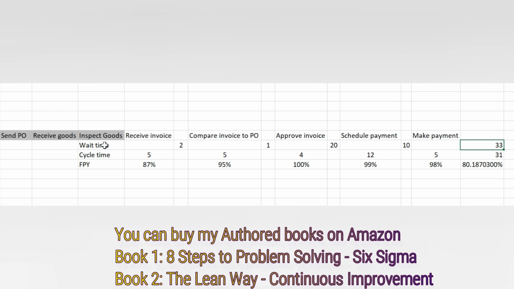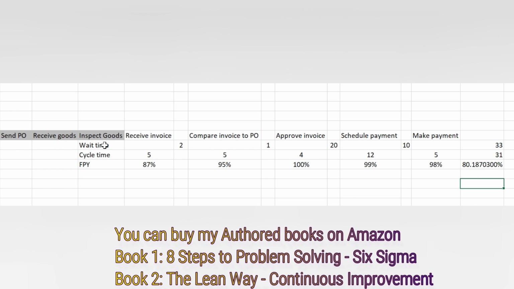Total wait time of this entire process is 33 minutes, the sum of all these wait times, and total cycle time is 31 minutes. And if I look at the rolled first pass yield, which is the multiplication of all the first pass yields of each of these process steps, it comes out to be 80.18%, which means that only 80% of the invoices are processing through the system without any rework or error.